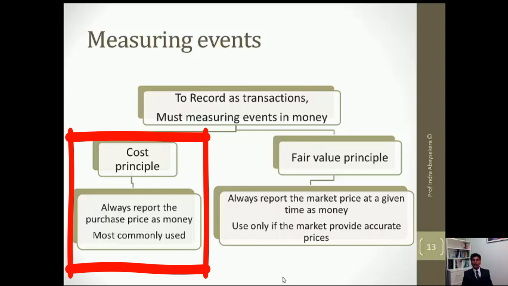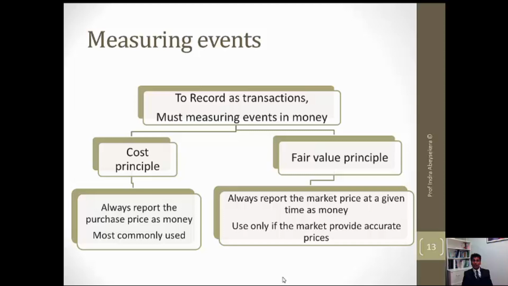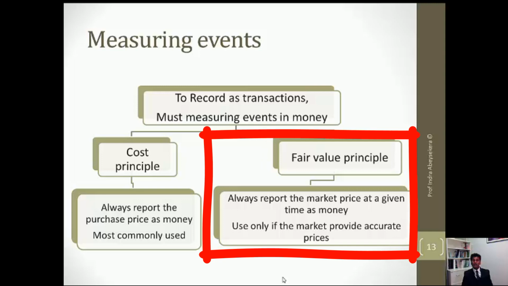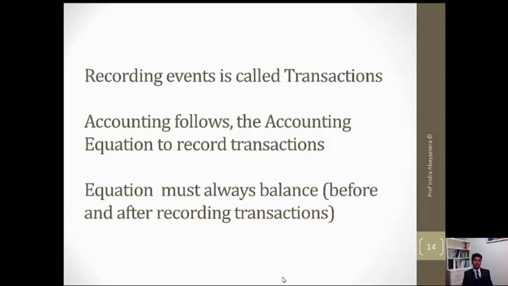The second is called the fair value principle. We might record it based on the cost, but later on we will update that information based on the fair value. What we mean by fair value is the market value as a proxy. So we will update based on the market situation. We will revise the values that we have recorded. That's called the fair value principle. So this recording in accounting is called transactions.